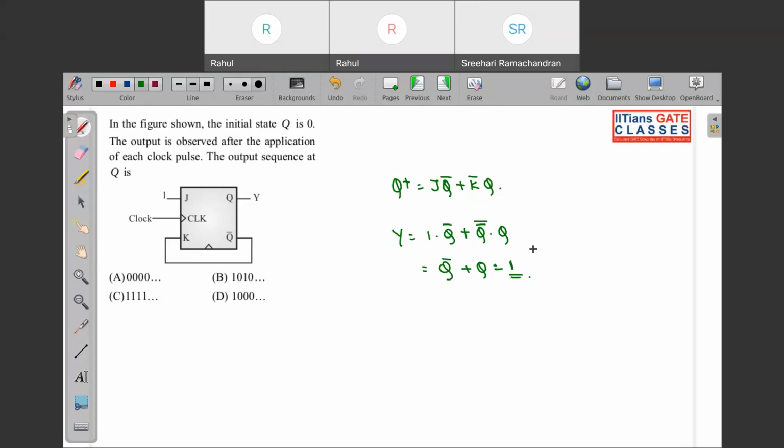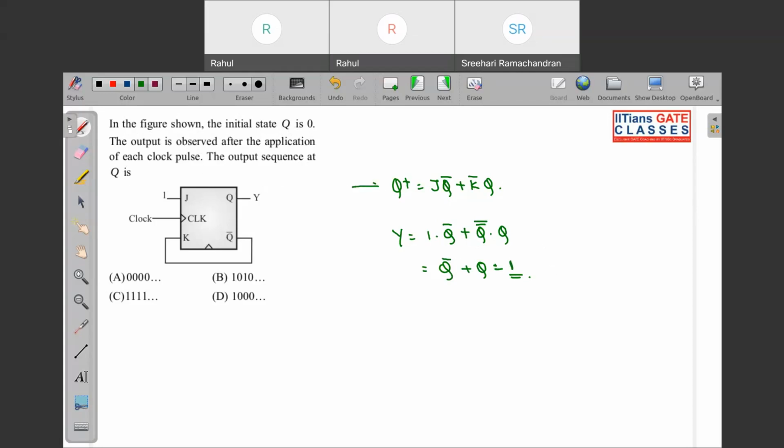Pardon? So it will be always 1, right? Yes, very good. So this will be always 1. Why? It is given in the figure shown. The initial state of Q is 0. The output is observed after the application of each clock pulse. The output sequence at Q is.